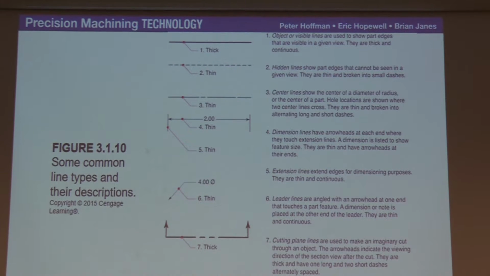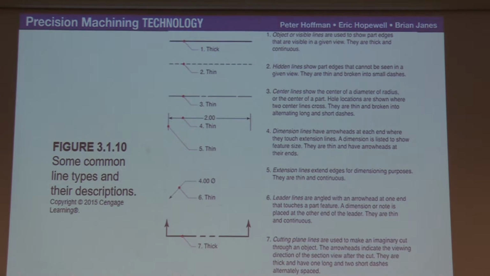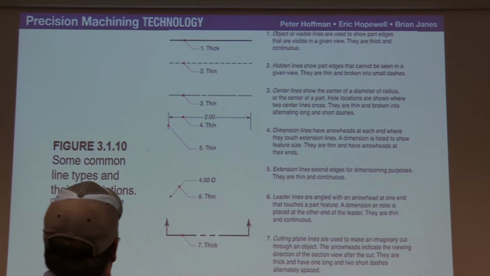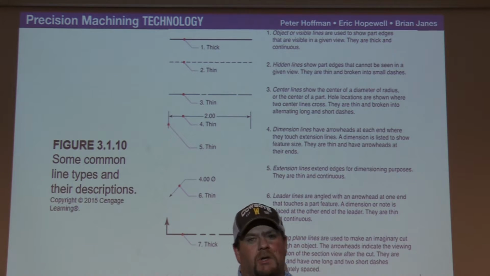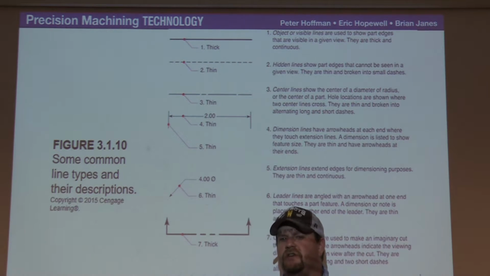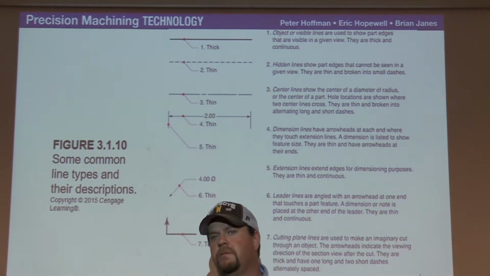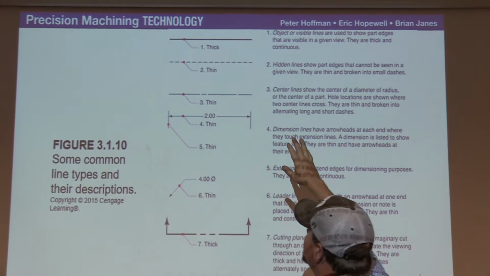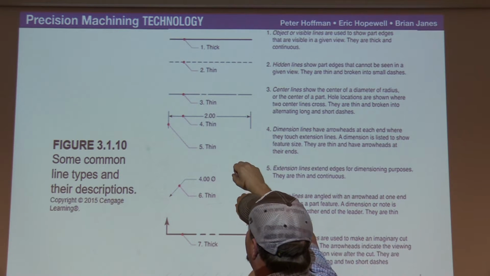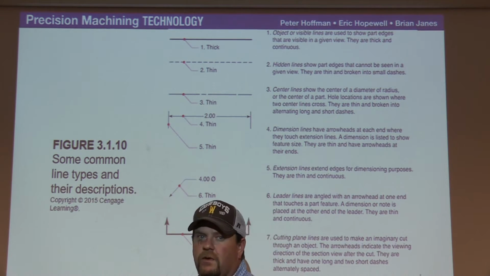So when we talk about successful note taking again, this is something that I would possibly draw in my notes, because remember, most of our tests are going to be closed book but open notes. So if these are in there, you can use them to tell you this is an object line, hidden line, center line, dimension lines, and so forth, okay?